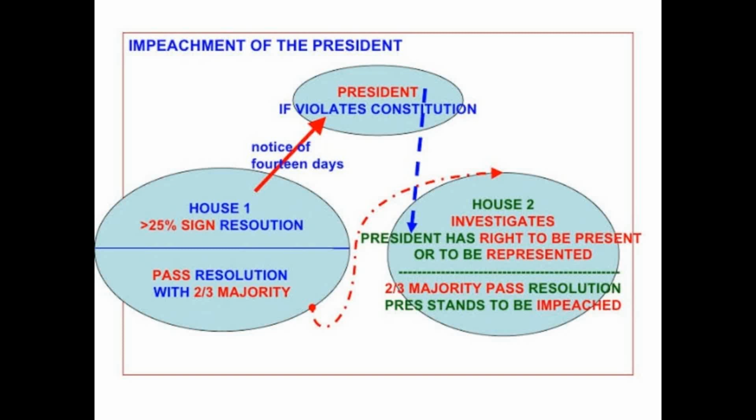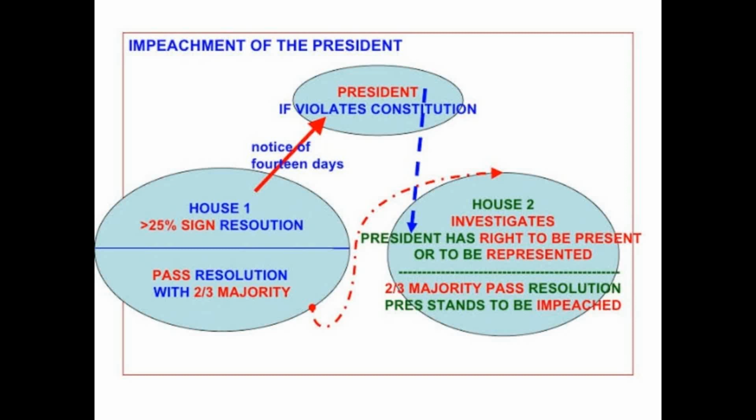served with a notice of 14 days, and the house will pass a resolution on the notice that has been served. This resolution must be passed with a two-third majority and sent to the other house. That is, the house in which the charges have been made against the president should pass a resolution with a two-third majority and must send it to the other house.